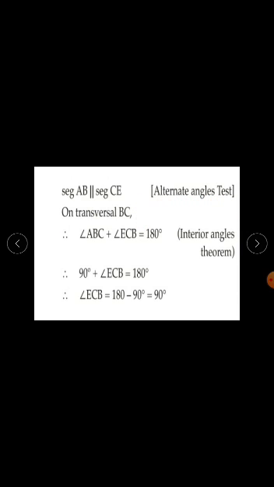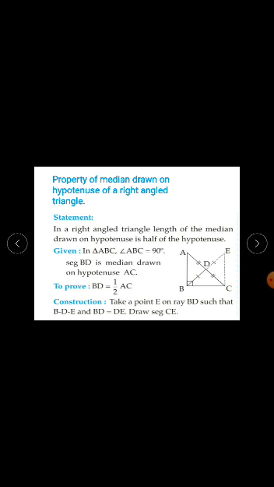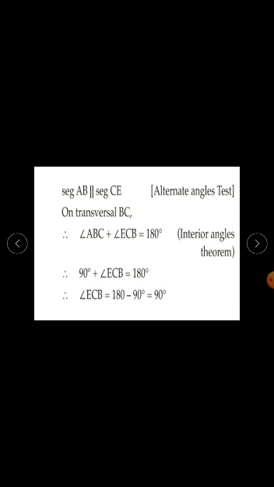Now, seg AB is parallel to seg CE, on transversal BC. Angle ABC plus angle ECB is equal to 180 degrees. Lines are parallel, that's why the interior angles are supplementary, by the interior angles theorem.